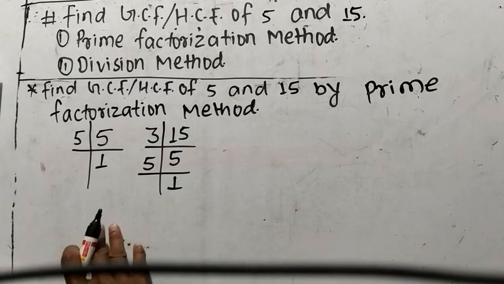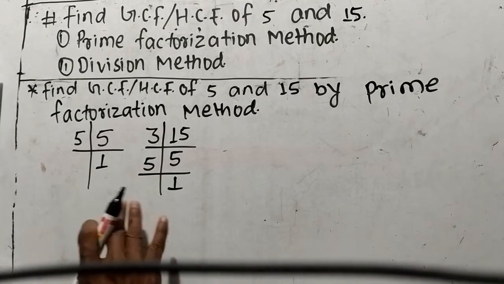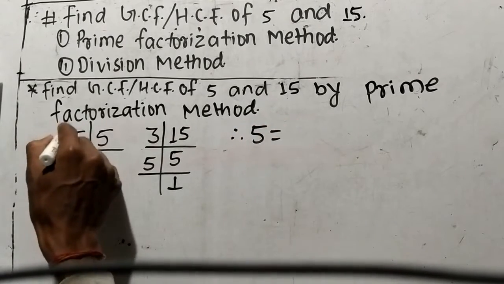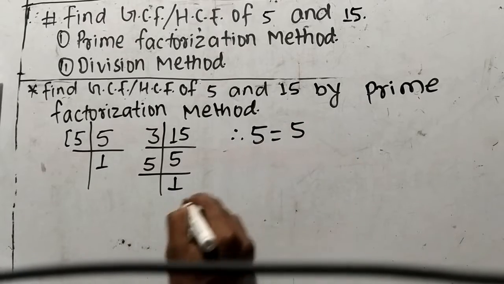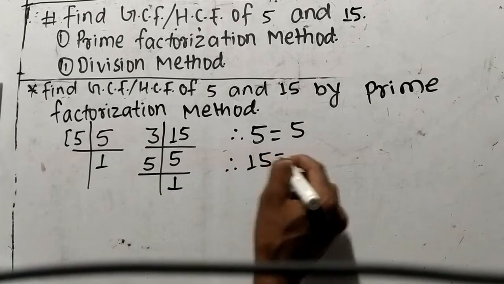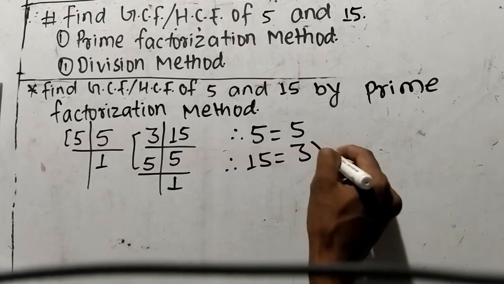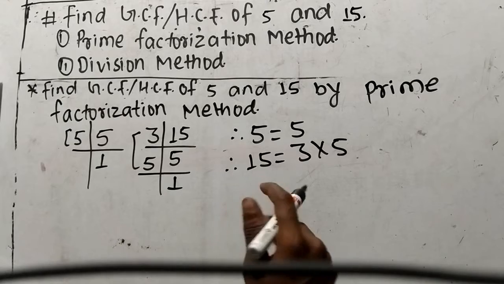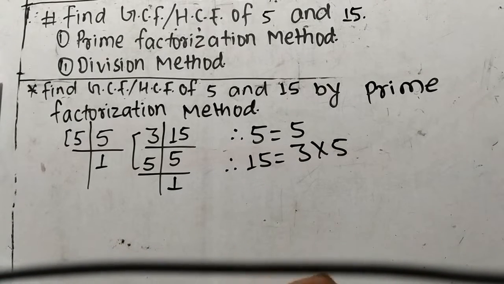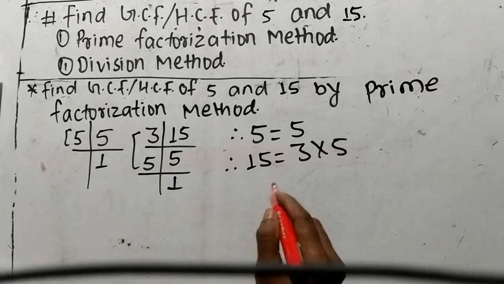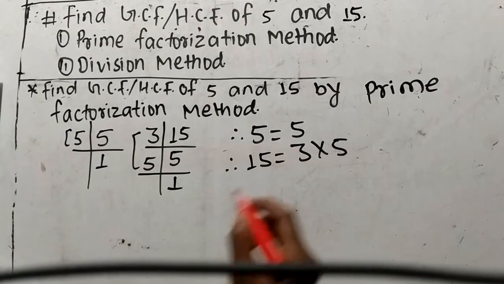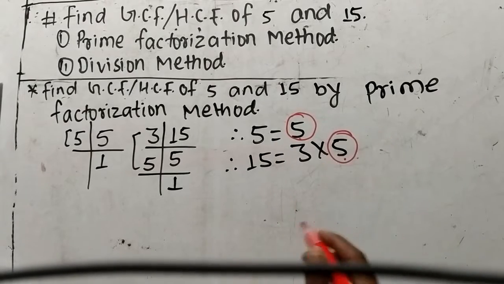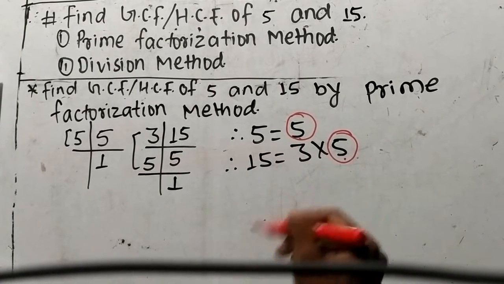As you look here, we have found the prime factors of 5 and 15. So from these prime factors, we can write 5 is equal to 5. In the same way, we can write 15 is equal to 3 times 5. Now we determine common and non-common factors in these prime factors. Here is 5 and here is also 5. So 5 is our common factor, like here is 3, which is a non-common factor.